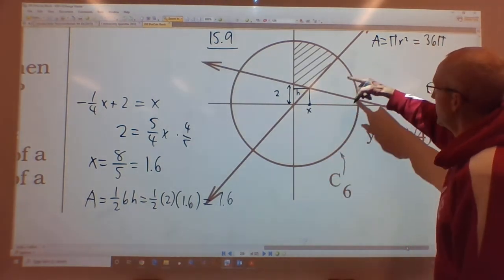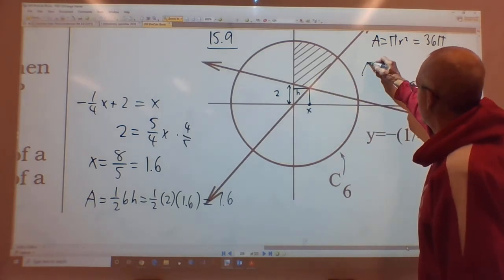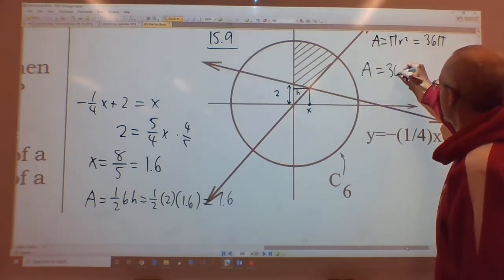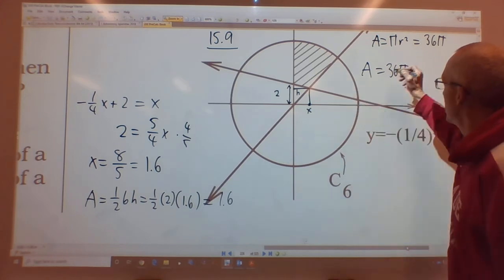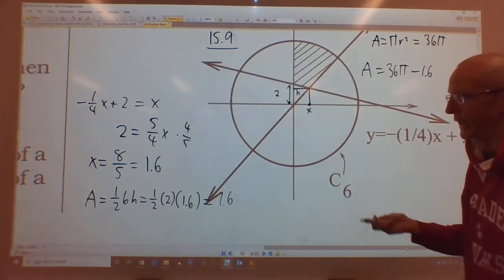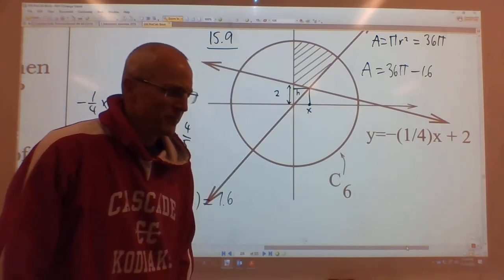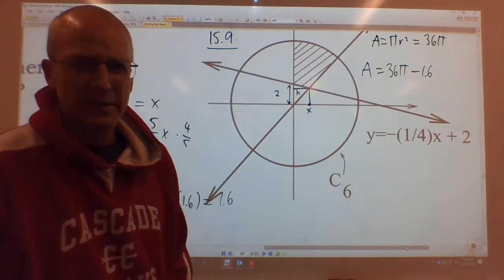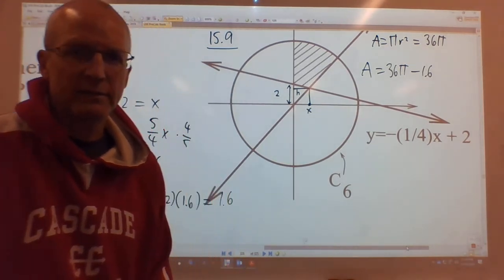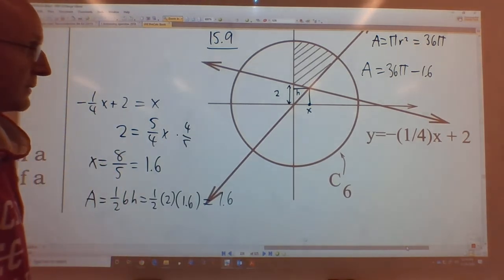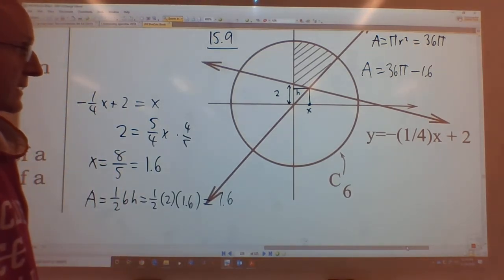So now we just go to the shaded area that we want. The area we want is 36 pi, the full wedge, minus 1.6. And you can get a decimal for that. I don't think they give all the answers in the book. They just give like one of them or something, which is kind of unfortunate. But, you know, you can figure those out. It's kind of fun to see what that is.